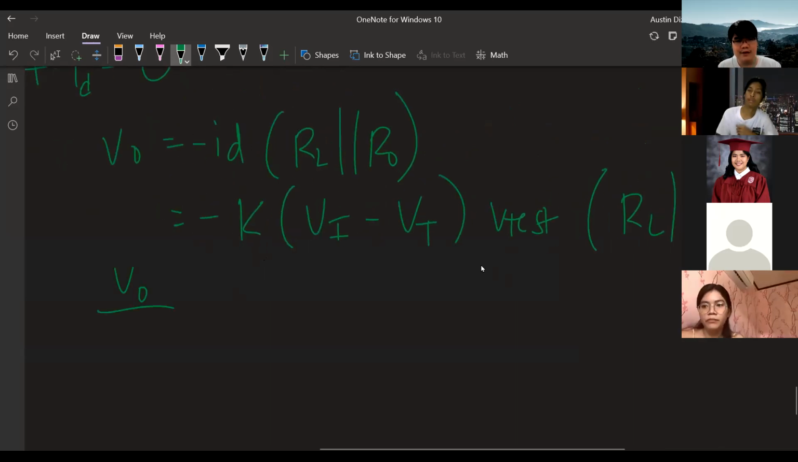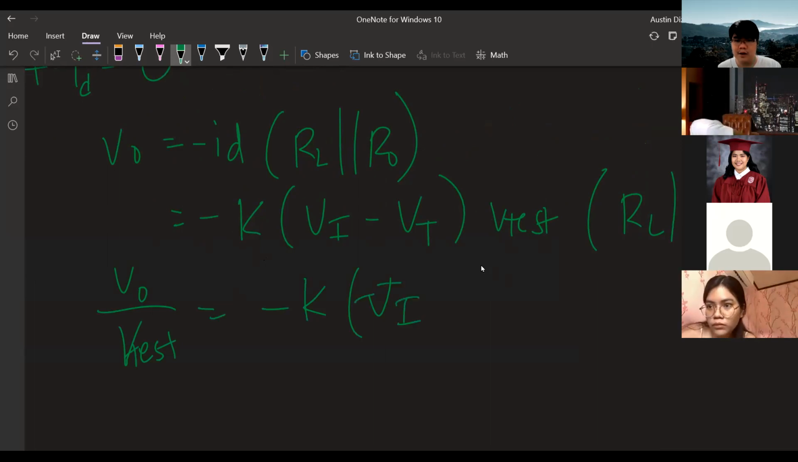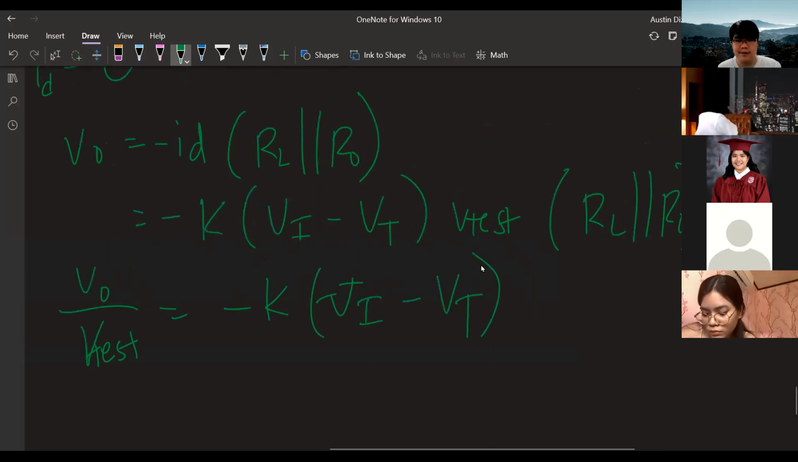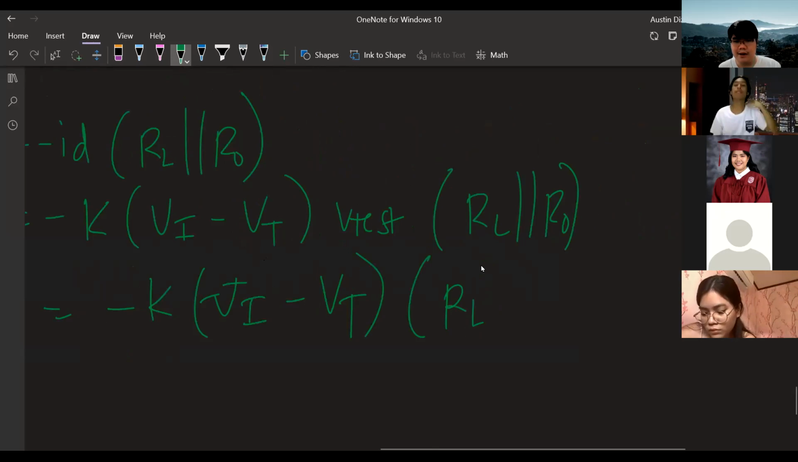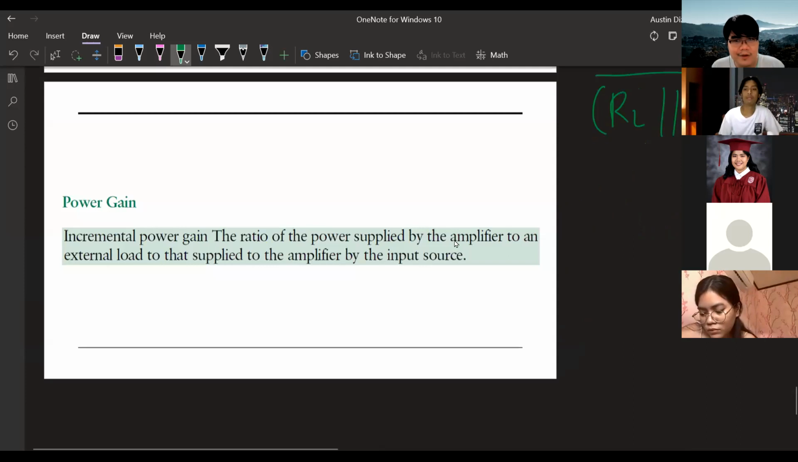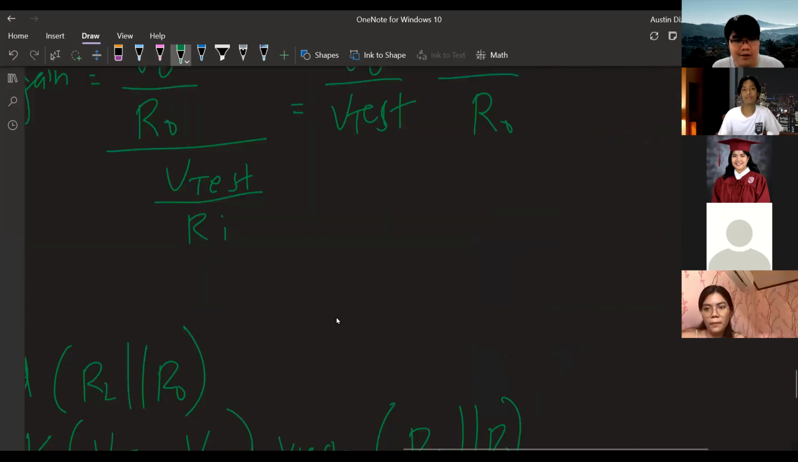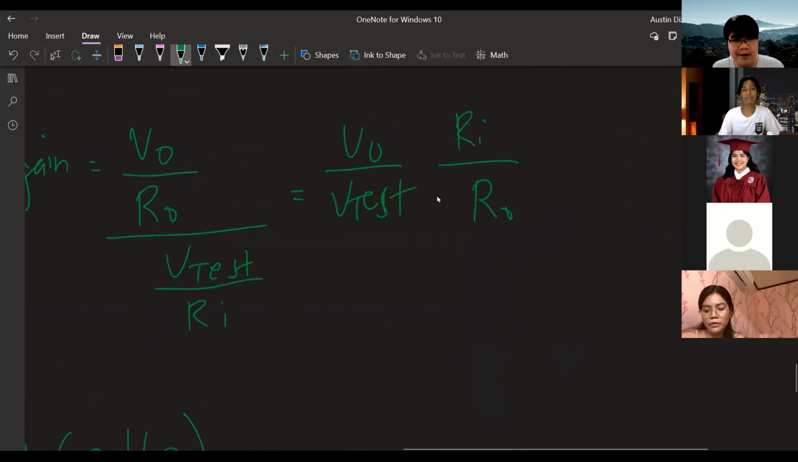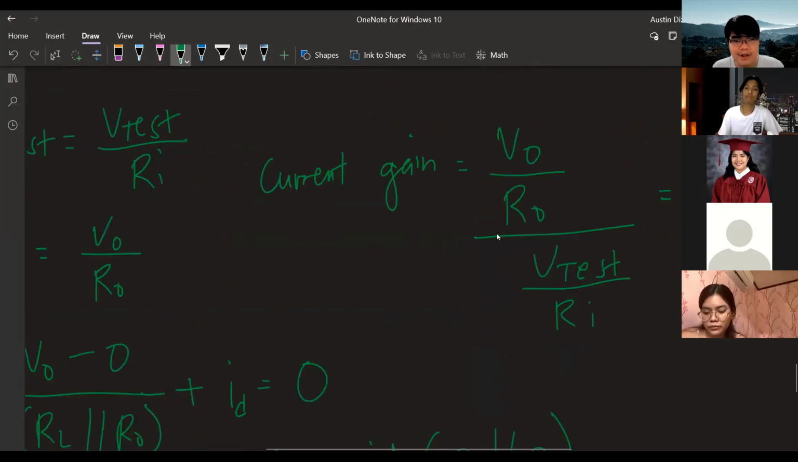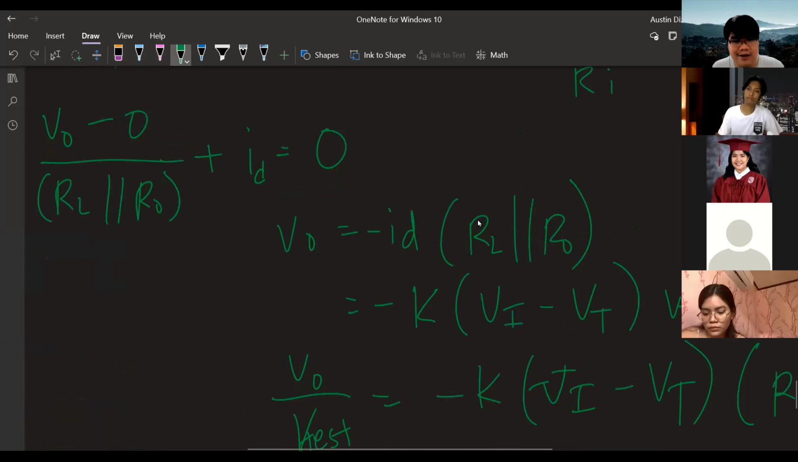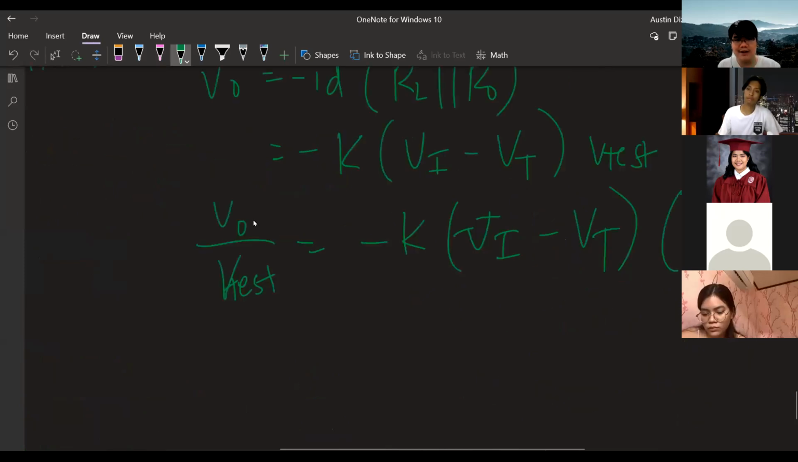So, therefore, VO over V test is just negative K times VI minus VT, and then RL parallel with RO. Okay. So, that's your current gain explicitly. Pa-plug in mo lang to doon. Current gain. Okay. Tapos nakuha mo rin yung voltage gain. No? Nakuha na natin yung voltage gain. So, this is the voltage gain.